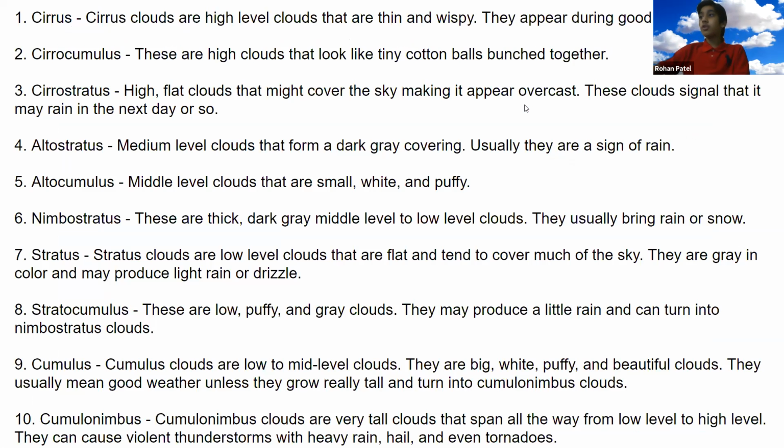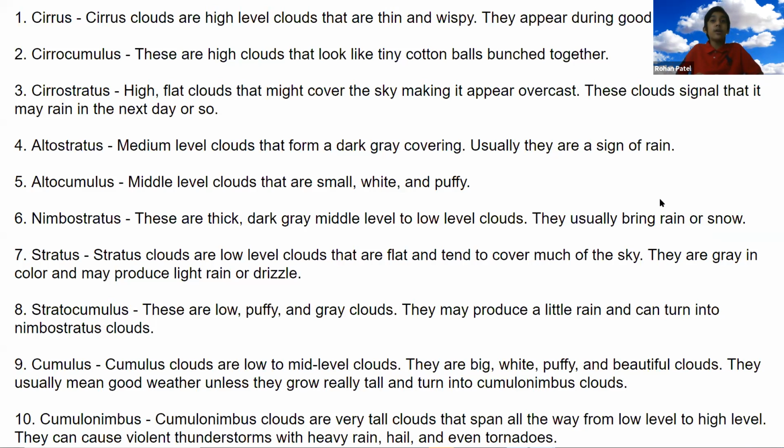Now, what do they do? I'm just going to go over it quickly. Cirrus clouds are high level, thin and wispy, and they appear in good weather. Cirrocumulus are high clouds that look like tiny cotton balls bunched together. Cirrostratus are high, flat clouds that might cover the sky, making it appear overcast. These clouds signal it might rain in the next day. Altostratus is medium level clouds that form a dark gray covering. Usually they are a sign of rain, but not raining.